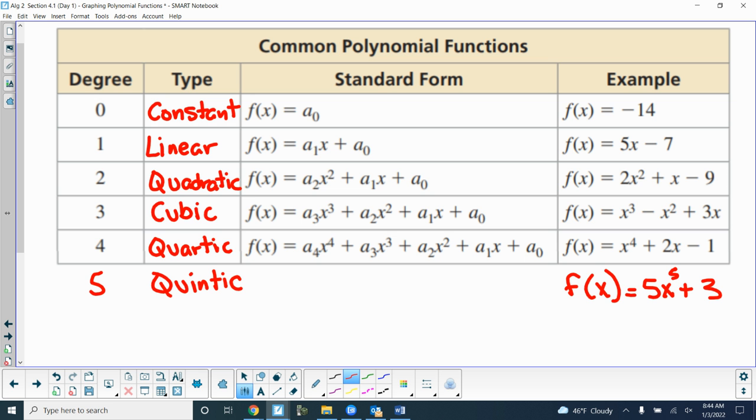So those are the special names when you have a degree of 0, 1, 2, 3, 4, 5. If it's got a degree higher than 5, say it's got an x to the 7th, just say a 7th degree polynomial. We don't have a special name for it. So remember, you're going to put it in order from biggest exponent down to the constant, the a sub 0 one, the one that's just a number and no variable. So those are our common polynomial functions, the most common. Any questions so far?